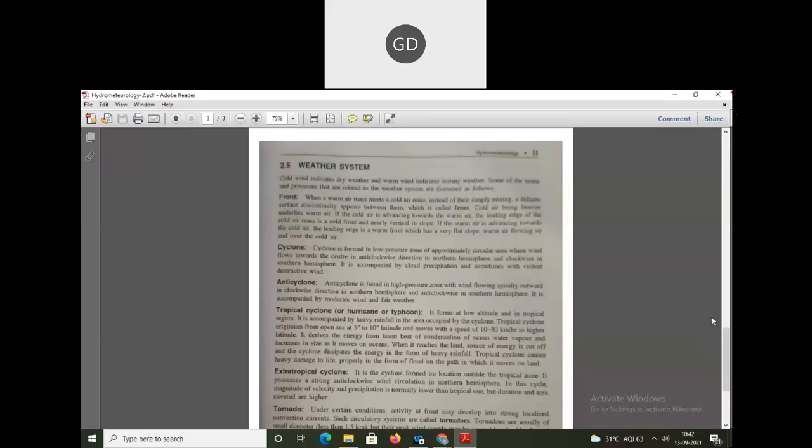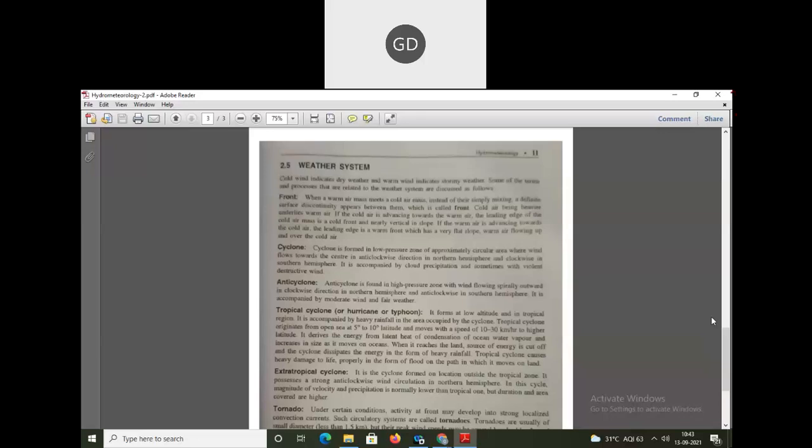Compared with the tropical cyclone, in the extratropical cyclone the magnitude of velocity and the precipitation are a bit lower, but the duration and the area covered are higher. That is the time for which this extratropical cyclone lasts. So the duration is more, and the area covered is also higher than in the case of the tropical cyclone.